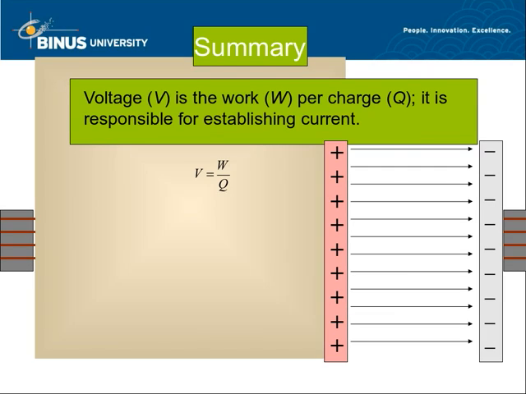Here's an explanation about what voltage is in relation with work and charge. It is responsible for establishing a current. Imagine a current as a stream of water. It flows from a high potential to a lower potential, and we measure the difference between the high and the low potential in electrical terms as a voltage, and therefore a voltage by definition is the work per charge.